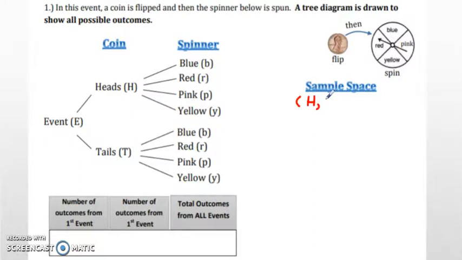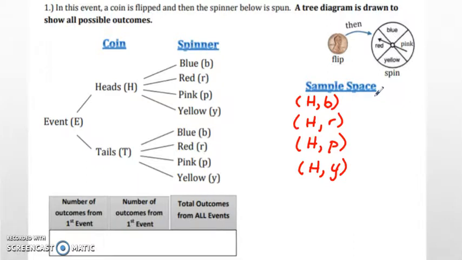parentheses, heads with a blue on the spinner. Next, we would have heads with red, heads with pink, and heads with yellow. We have similar combinations for tails. So we have tails with blue, tails with red, tails with pink, and tails with yellow.